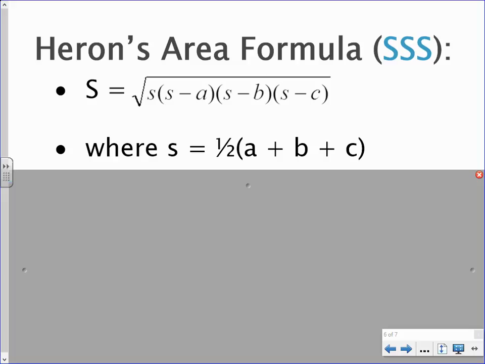So first of all, you have to determine, okay, I don't know why they do this. Big S is what they use for area in our book. So if you want to just say area equals, that's fine. But here's the area formula where little s equals this.